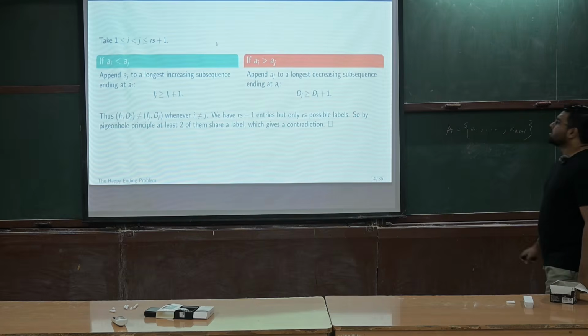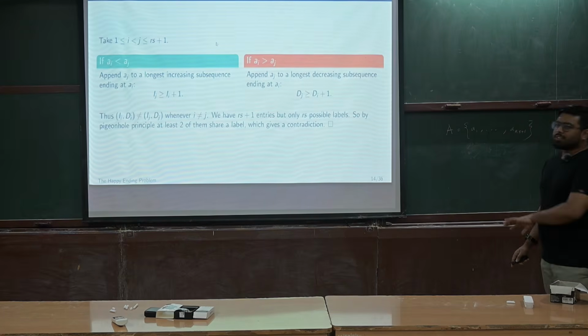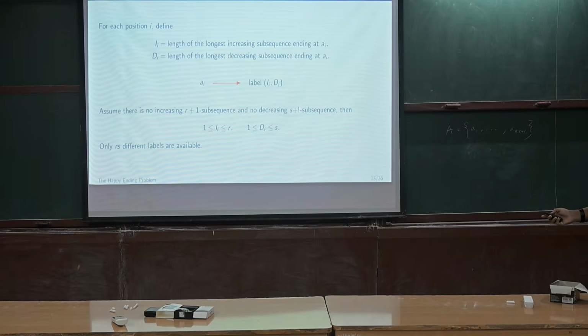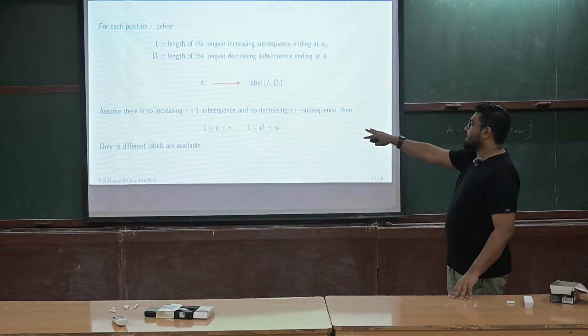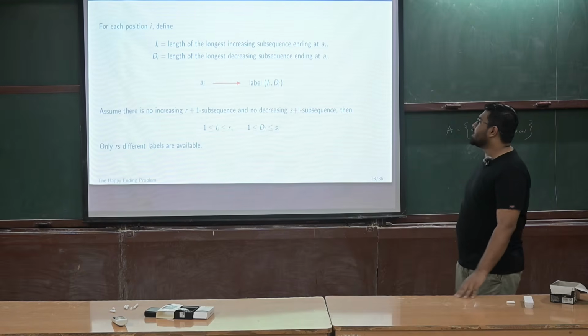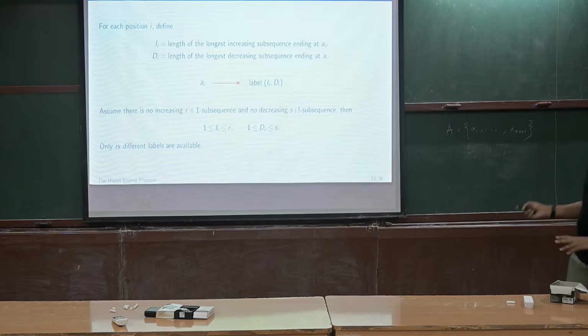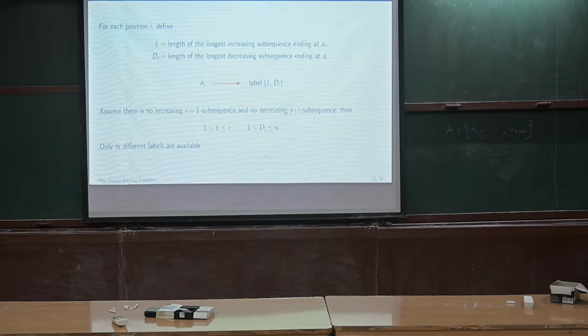So that gives us a contradiction, and then you can convince yourself that our assumption, that there exists no increasing r plus 1 subsequence or no decreasing s plus 1 subsequence, is false, and you have a proof for this by contradiction.